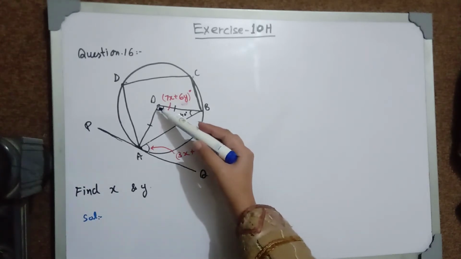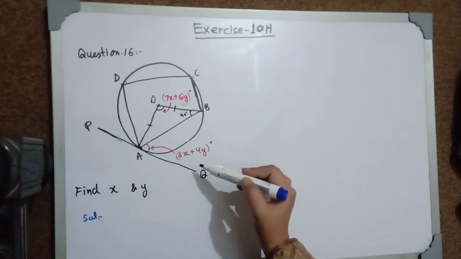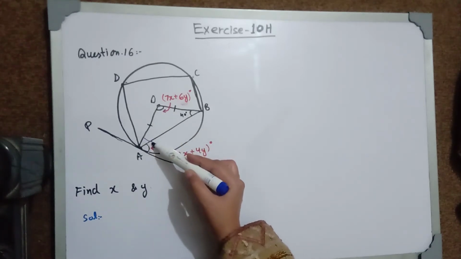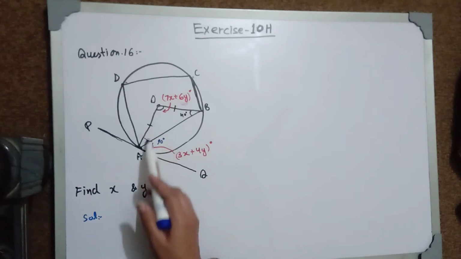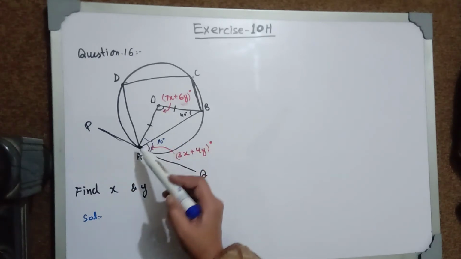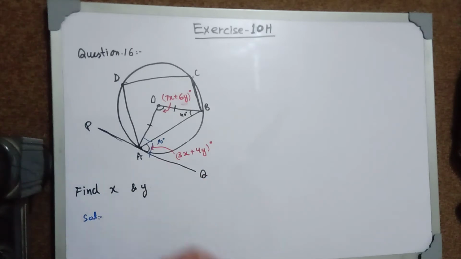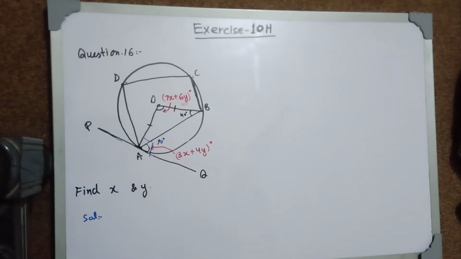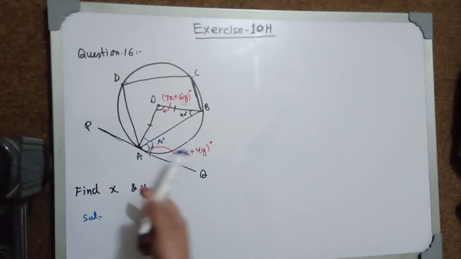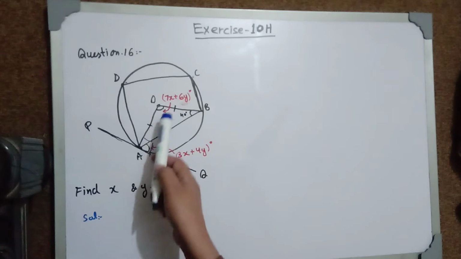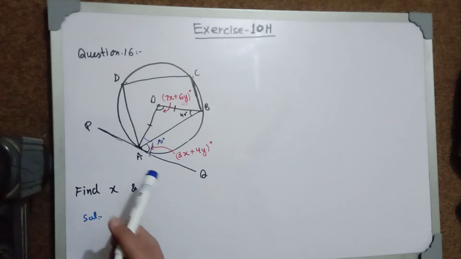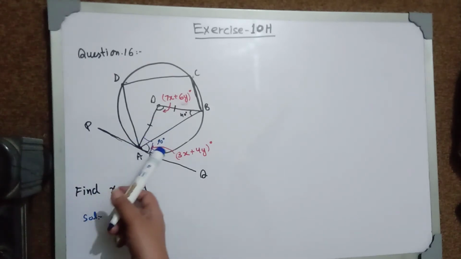Firstly, we know that the radius and tangent are always perpendicular to each other. It means that this angle OAQ is equal to 90 degrees, and the reason is that they are both perpendicular. This is the radius of the circle and this line PQ is the tangent. The angle formed between both will be equal to 90 degrees. First, let's find the value of this angle OAB by using this condition.